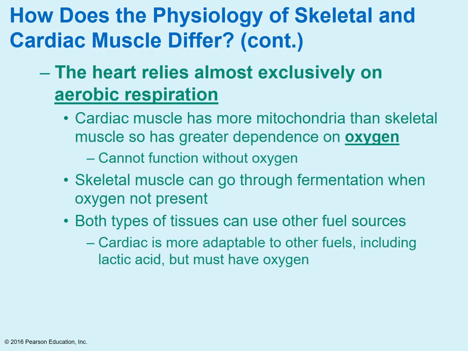pump that blood out. The heart is going to rely on aerobic respiration. It has a lot more mitochondria than skeletal muscle, and so if it's aerobic respiration and you're using a lot of ATP, remember that means it is dependent on having oxygen present. So if oxygen is not there, it's not going to work. Skeletal muscle, if oxygen is not present, can carry out fermentation to produce the ATP that it needs, but cardiac muscle will not carry out fermentation.